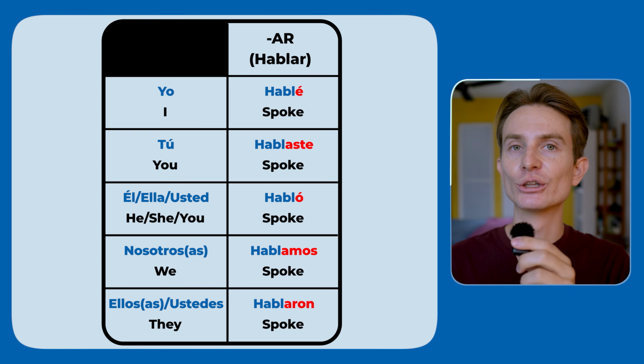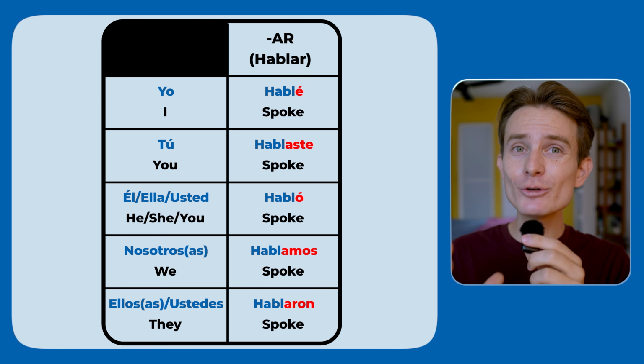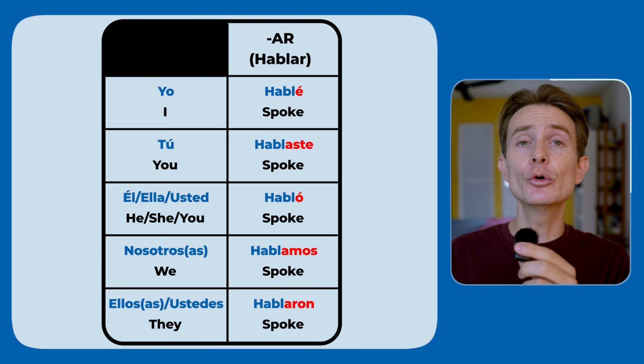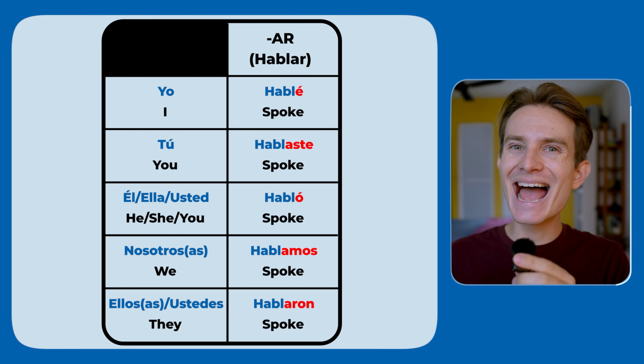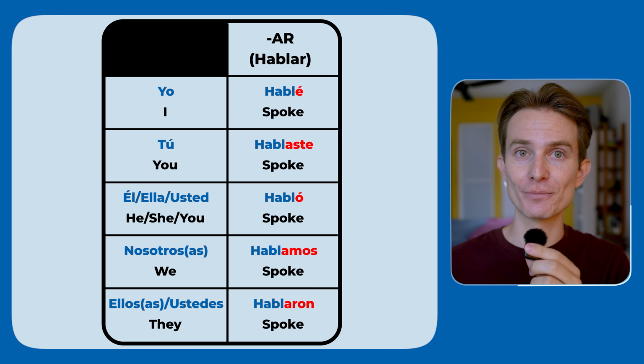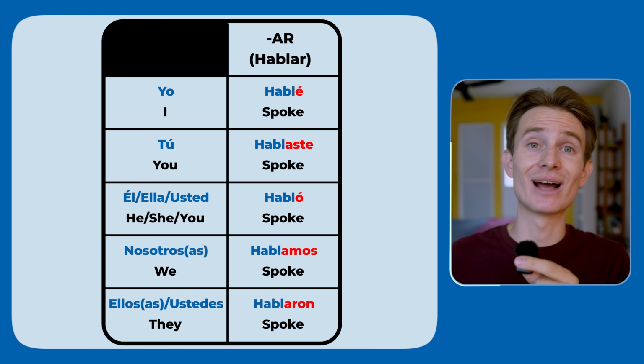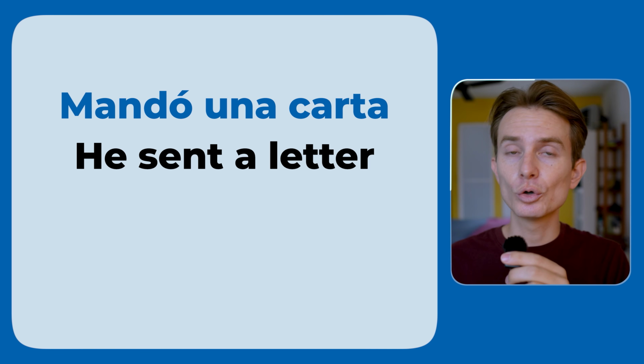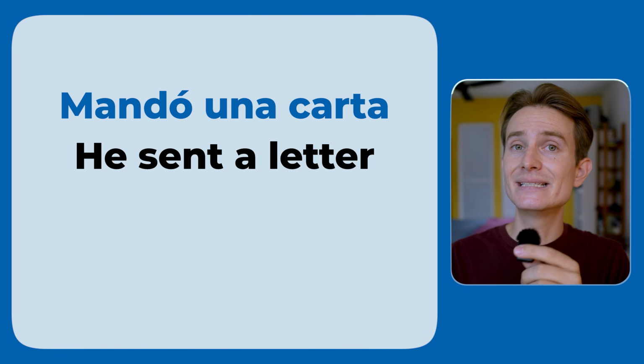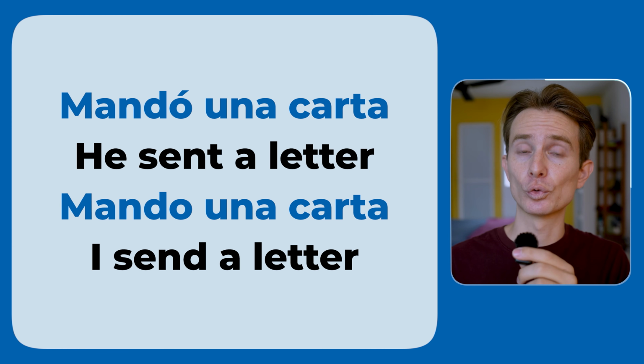Now, the awesome thing about learning Spanish grammar is that once you memorize a table like this, you will be able to easily conjugate any new regular verb that you learn. This is going to save you hours upon hours of your time, so you don't have to memorize a ton of different words. Now, when it comes to the preterite, it is very important that you are careful with the accents. So if I were to say to you, mandó una carta, that is different than saying mando una carta.